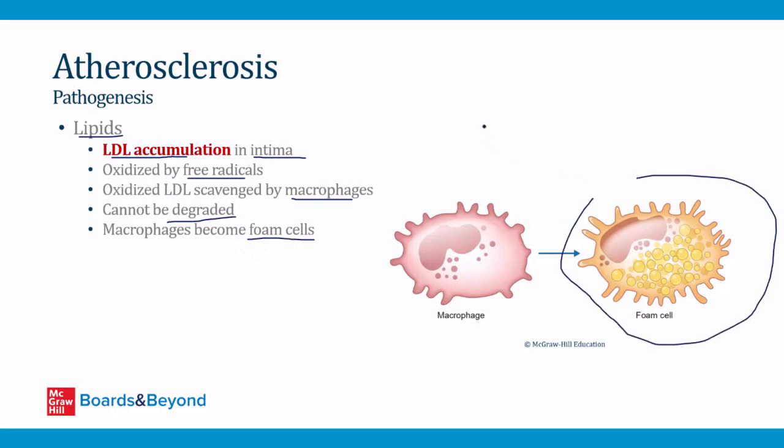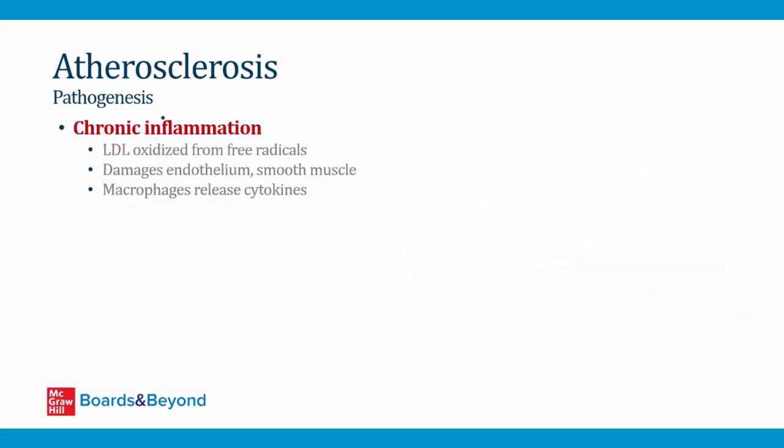It's a lipid-laden macrophage. And then I mentioned this earlier, but chronic inflammation is an important element of the development of atherosclerosis. LDL gets oxidized by free radicals, as I said, and this causes damage to the endothelium and smooth muscle layers. And then macrophages come in to try and engulf the oxidized LDL, and they release cytokines. And the net result of all of this is chronic inflammation in the walls of arteries.